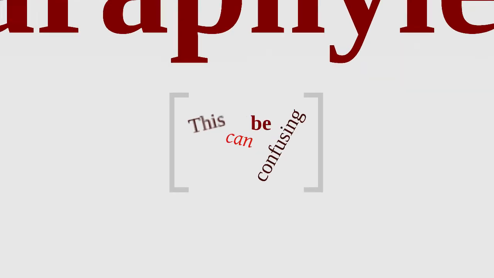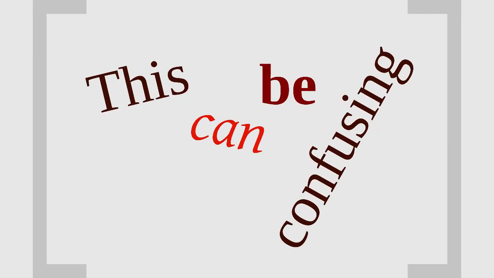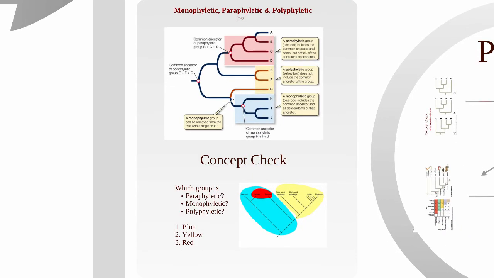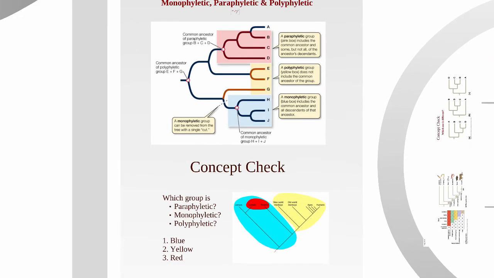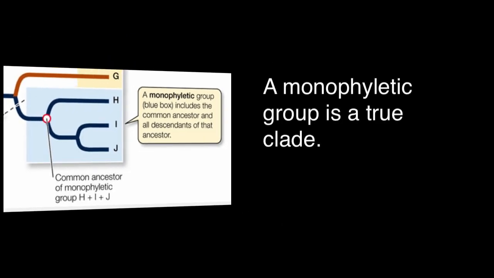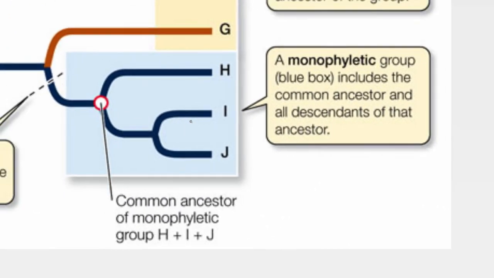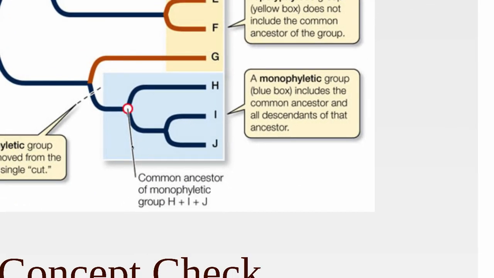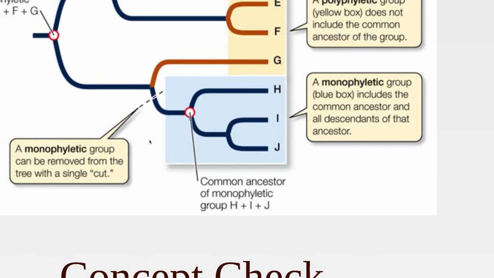This can be confusing, so again, let me do my best. We can come back to this in class. But here we have a phylogenetic tree, and we have different examples of monophyletic, polyphyletic, and paraphyletic groups. This first group in the blue is an illustration of a real clade, a monophyletic group. It's a monophyletic group because it contains the common ancestor and all of its descendants.